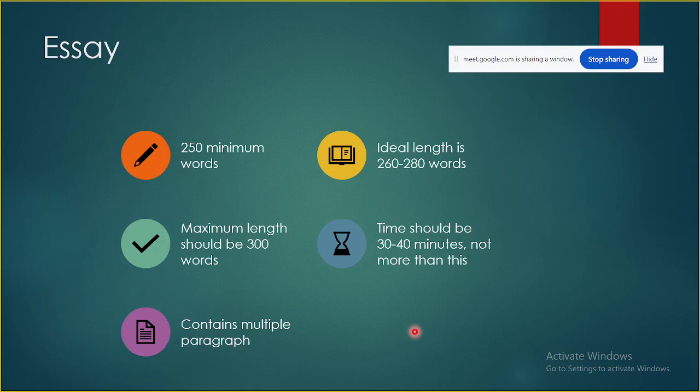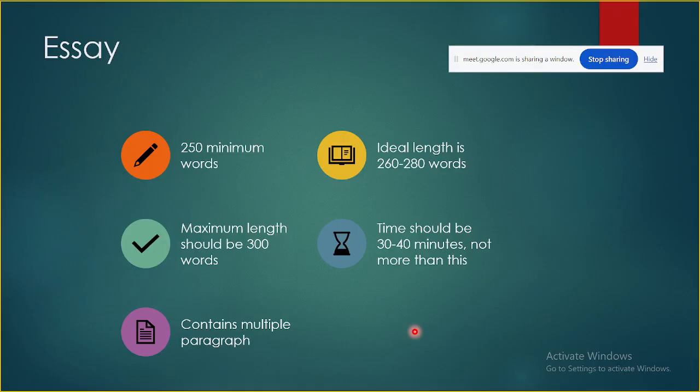So in essay, you have to write minimum 250 words. Ideally, I would say go for 260 to 280, but maximum it should be 300 words. You should be able to allot at least 30 to 40 minutes to your essay. You should not give more time than this, because then you won't have time for your first task.